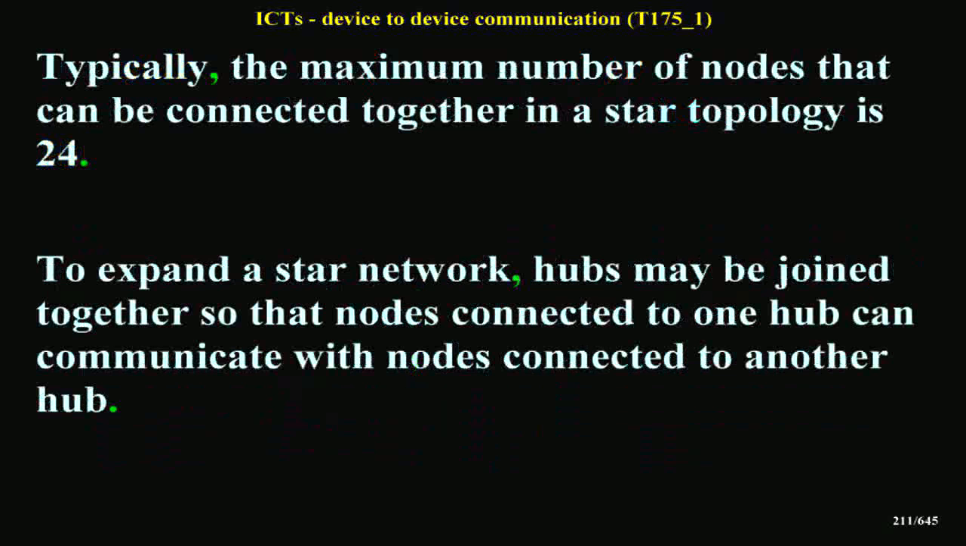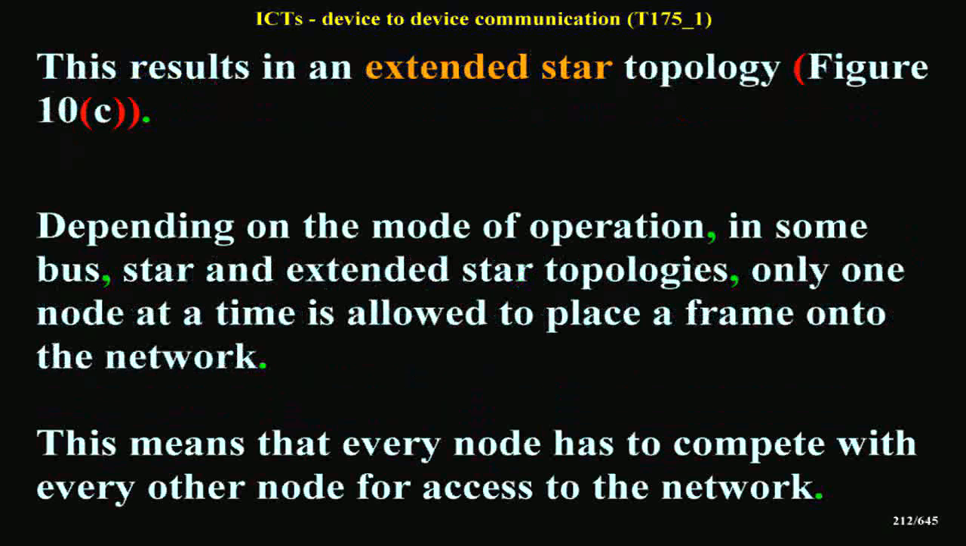To expand a star network, hubs may be joined together so that nodes connected to one hub can communicate with nodes connected to another hub. This results in an extended star topology (figure 10c). Depending on the mode of operation, in some bus, star and extended star topologies, only one node at a time is allowed to place a frame onto the network. This means that every node has to compete with every other node for access to the network.